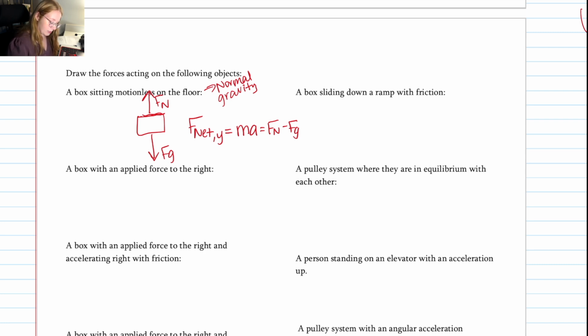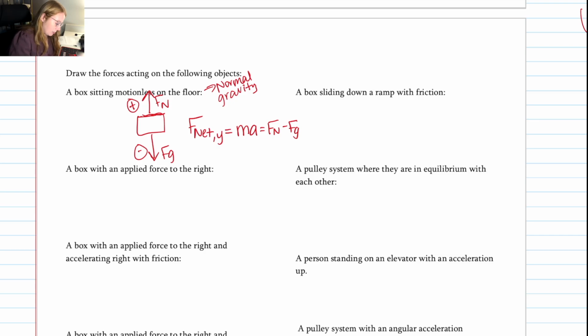So F net is always ma. But if we think about the actual forces, the normal force is acting upwards, and we associate up with positive, and then Fg is acting downwards. That would be the negative force. And so looking at the total forces, we should be taking the normal force and subtracting the force of gravity since that was in the negative.